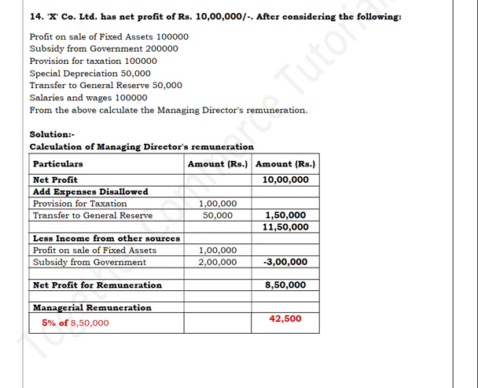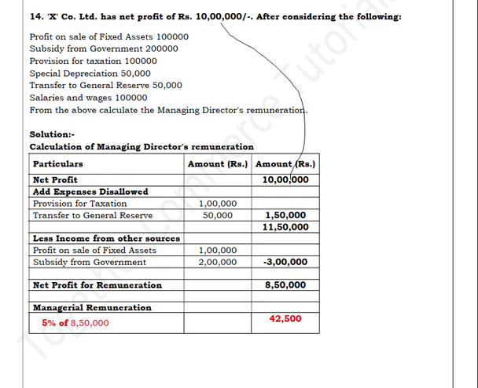Let us start. X Limited company has a net profit of 10 lakh after considering the following: profit on sale of fixed assets 1 lakh, subsidy from government 2 lakh, provision for taxation 1 lakh, special depreciation 50,000, transfer to general reserve 50,000, salaries and wages 1 lakh. From the above, please calculate managing director's remuneration. In this problem, we first take down the net profit. The profit given at the start of the question comes here as net profit.